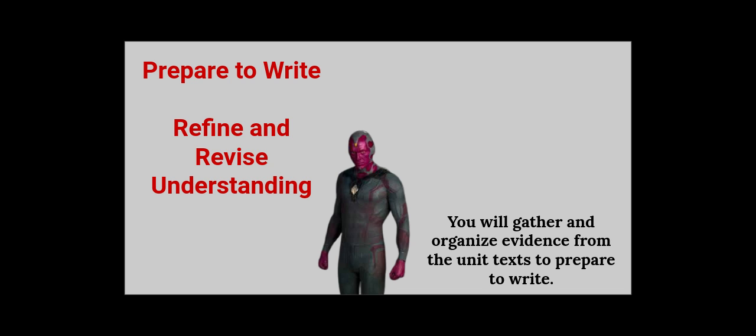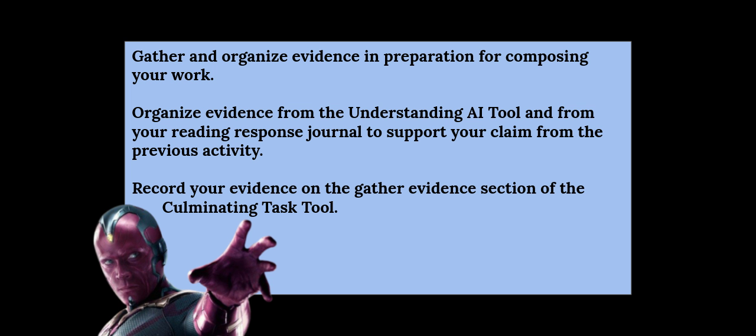Now you will gather and organize evidence from the unit text to prepare to write. You will organize evidence from your Understanding AI tool and from your reading response journals to support your claim from the previous activity. You will record your evidence on the Gather Evidence section of the Culminating Task tool. And that's found on page 10, also known as page 12, through page 14, also known as page 16 in the handouts.